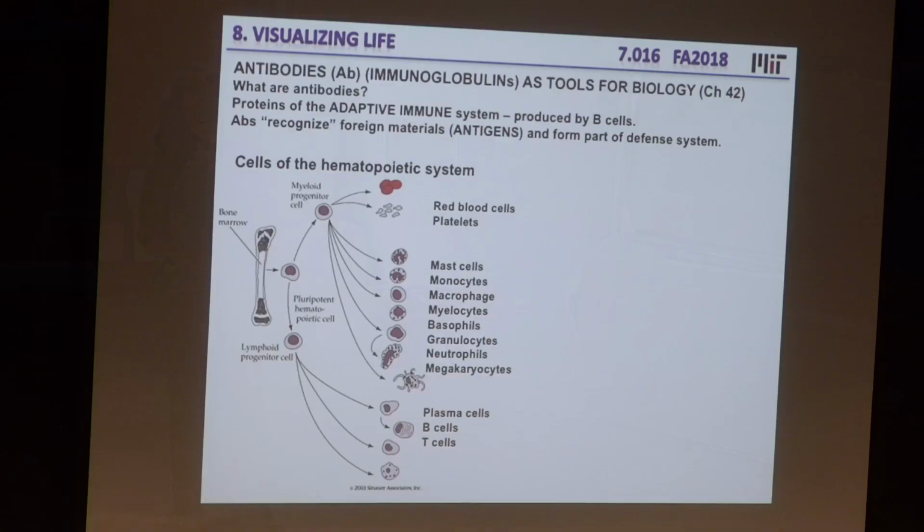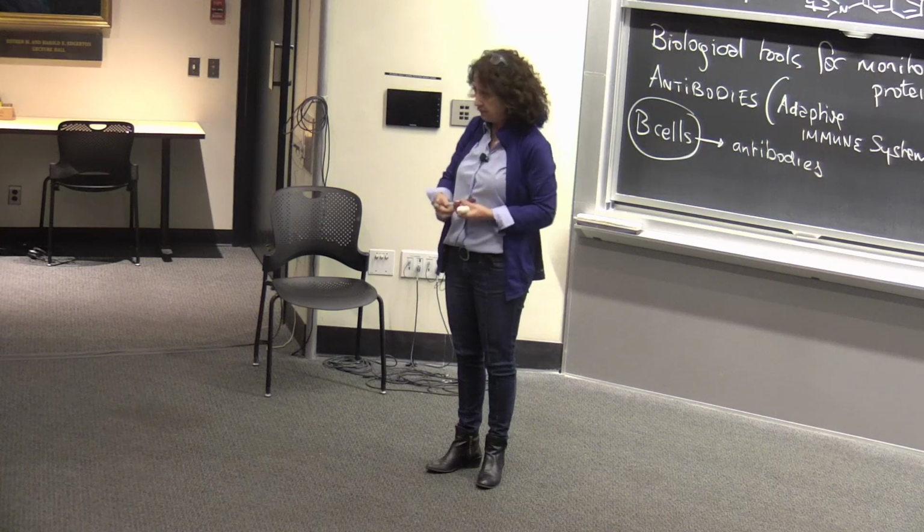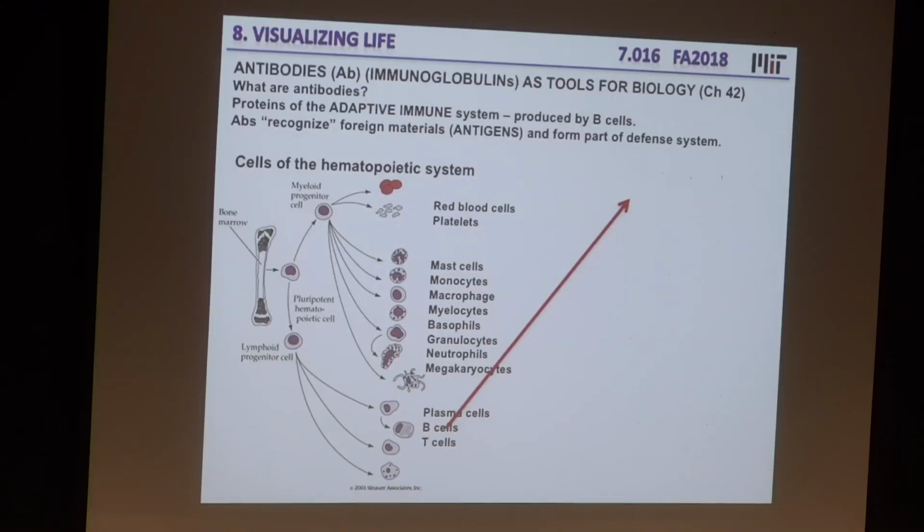So the cells of the hemopoietic system, those are the ones that are important in blood cells, form a lot of different cells. There are a bunch of different cells that are produced from the pluripotent hemopoietic cells. They're either the white cells or the red cell types. But what we're going to focus right in on are the B cells. These are the cells of the immune system that produce soluble antibodies.